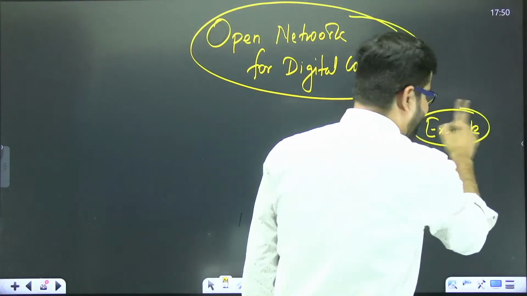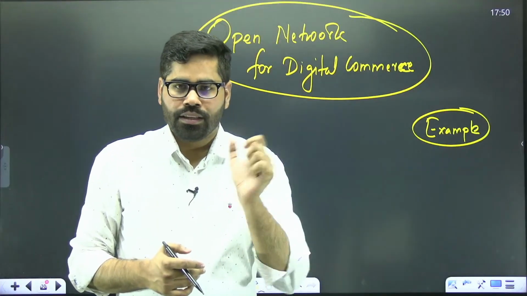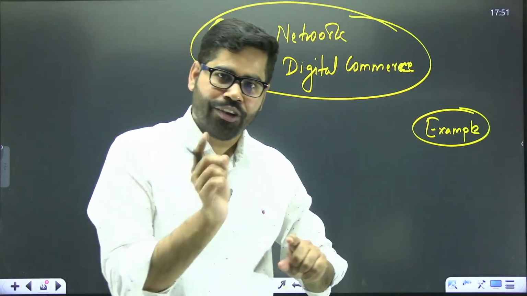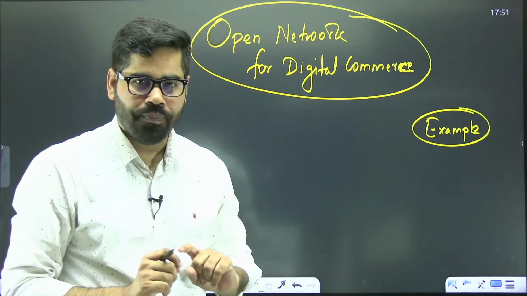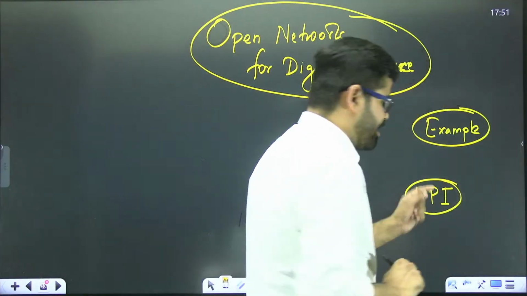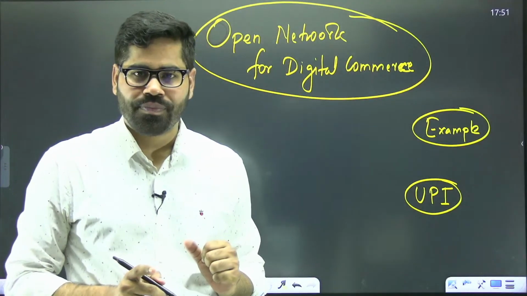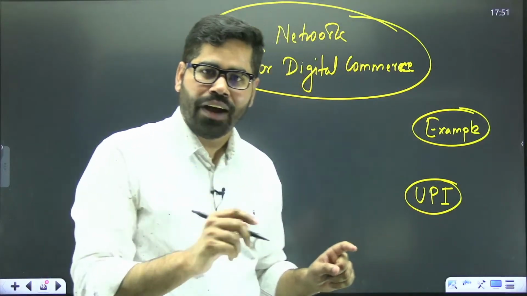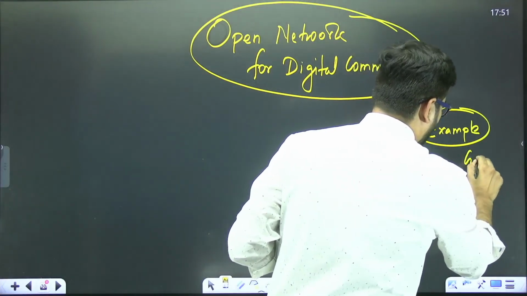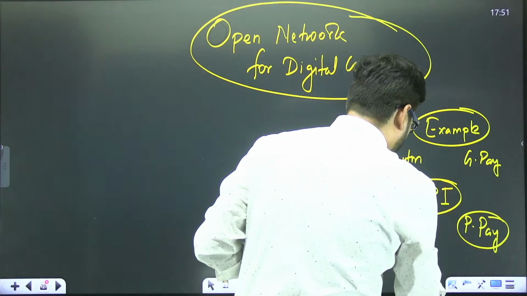Now, this is not related to ONDC, but you can understand it with the help of this example. We have one system called UPI, Unified Payment Interface. Earlier, we were having different operators, like Paytm, Google Pay, Phone Pay, and MobiQuick.